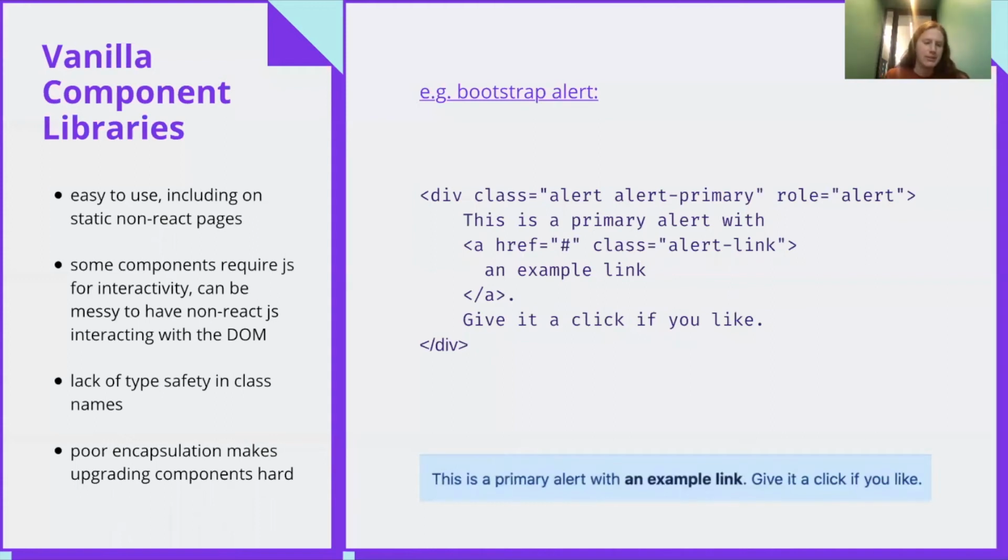So a vanilla component library is super easy to use, very, very simple. Here's an example of Bootstrap. That's a really popular vanilla component library. We see I've got a div. I've had to add the classes. So it's an alert, it's a primary alert. Add the text, it's just normal HTML. If I'm adding subcomponents, I have to make sure to add the appropriate classes there.